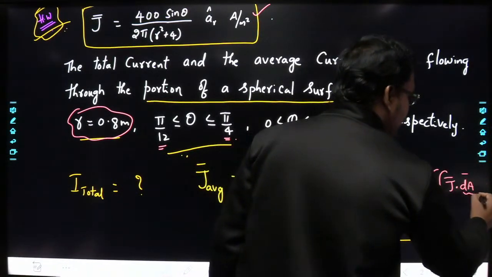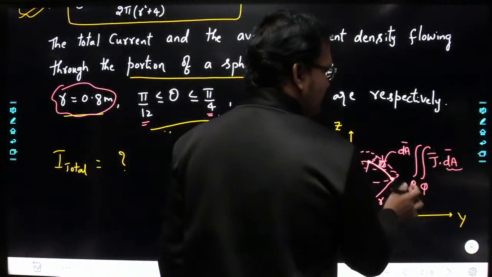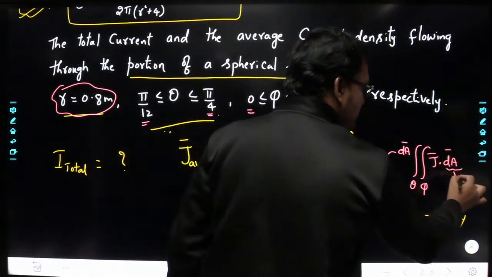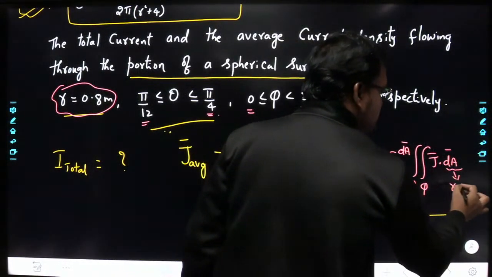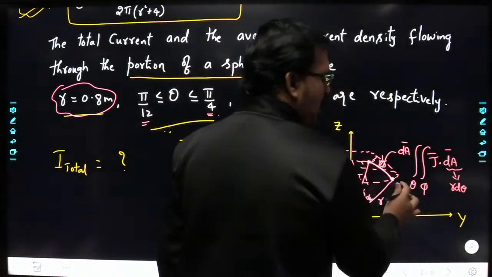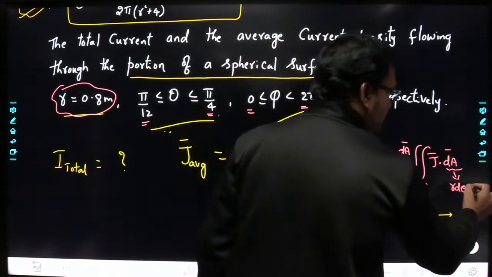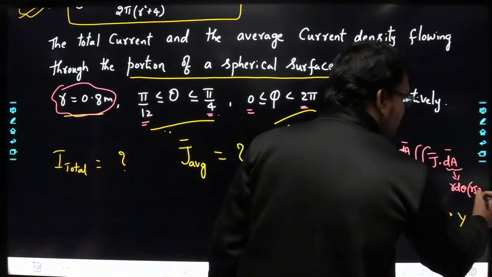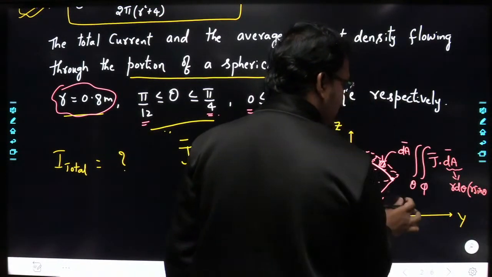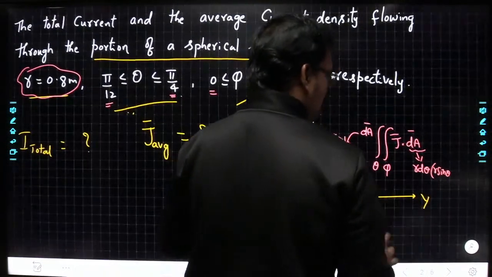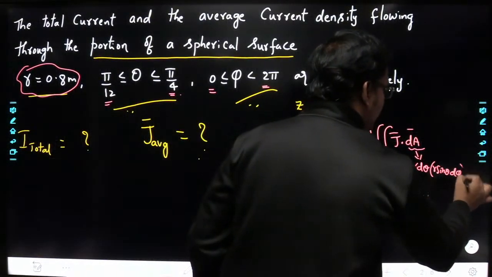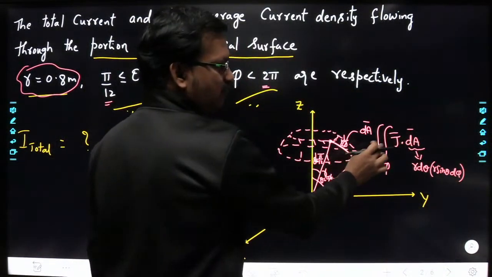Here the differential area is nothing but what? What is the differential arc length along theta? The differential arc length along theta is nothing but r d theta. And what is the differential arc length along phi? That is nothing but r sin theta d phi. And what is the direction of the surface?